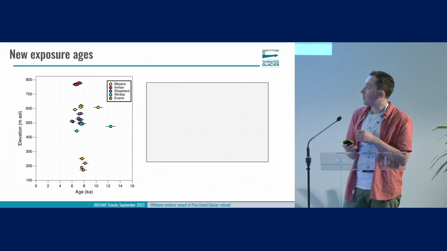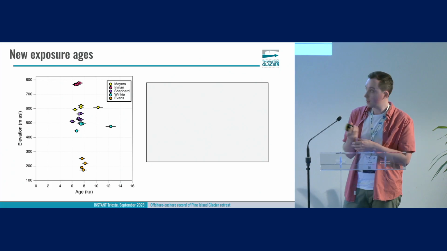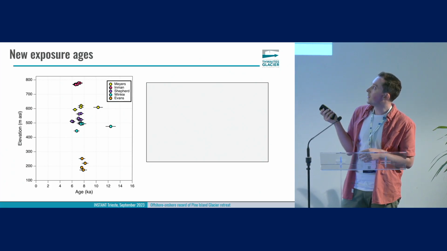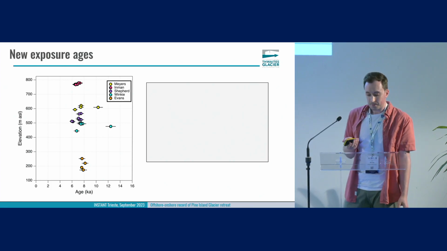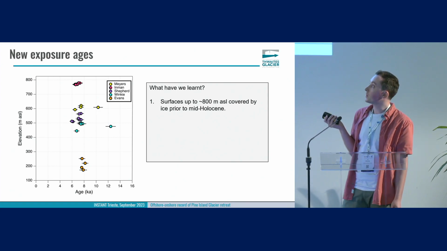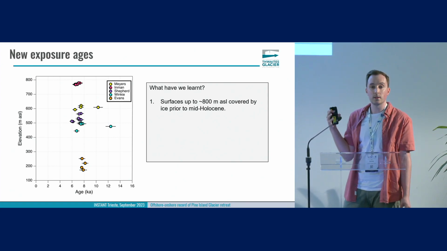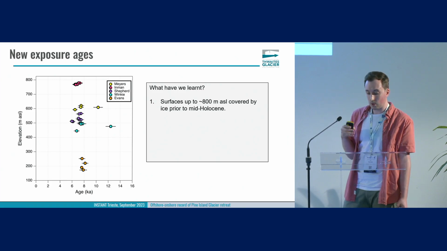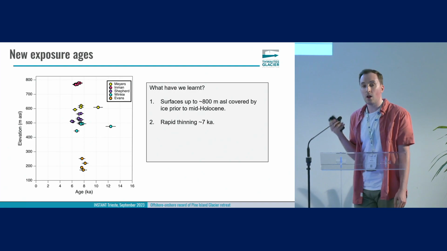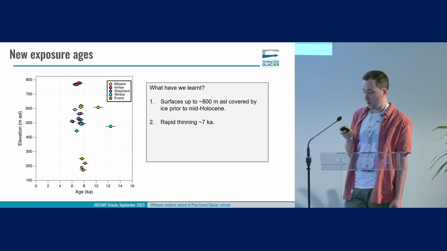So here are all the new ages. So you can see the ages, again, are on the x-axis and the elevation is on the y-axis. And the different sites have the different colors there. And we've learned that surfaces up to almost 800 meters above sea level were covered by ice prior to the mid-Holocene, sorry. And then there was rapid thinning of Pine Island Glacier around 7,000 years ago.